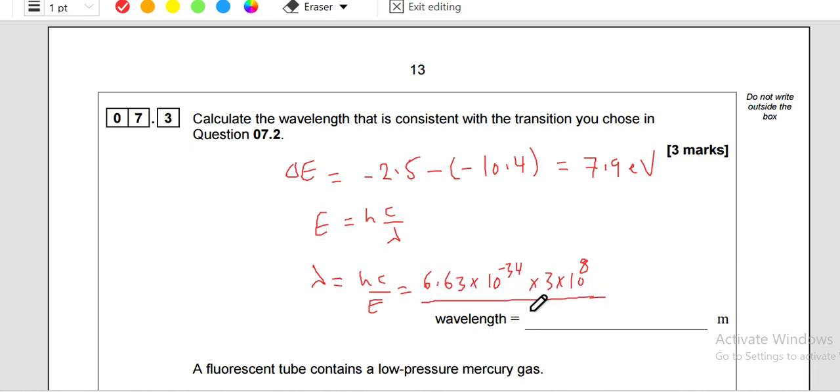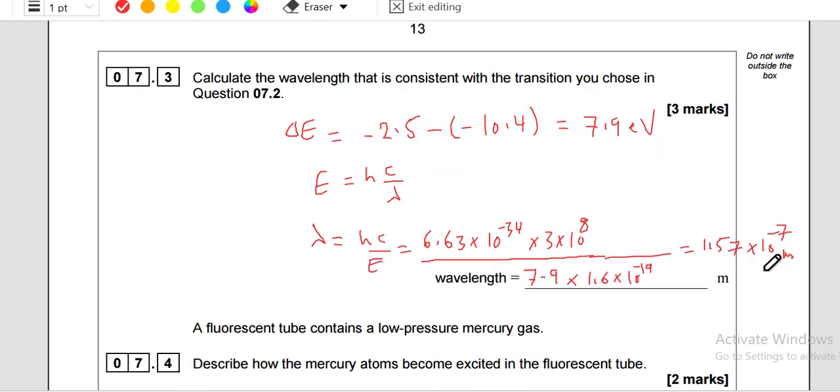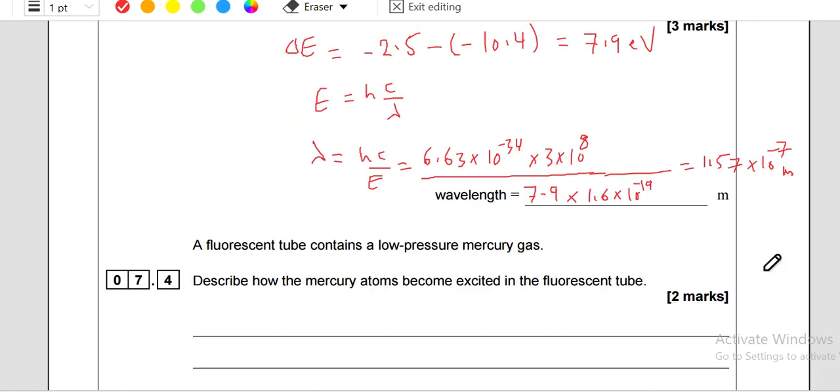We have here 7.9 electron volt, which means we multiply by 1.6 times 10 to the minus 19 to convert to joule, because this is in SI, so conversion is a must. Okay, next question.